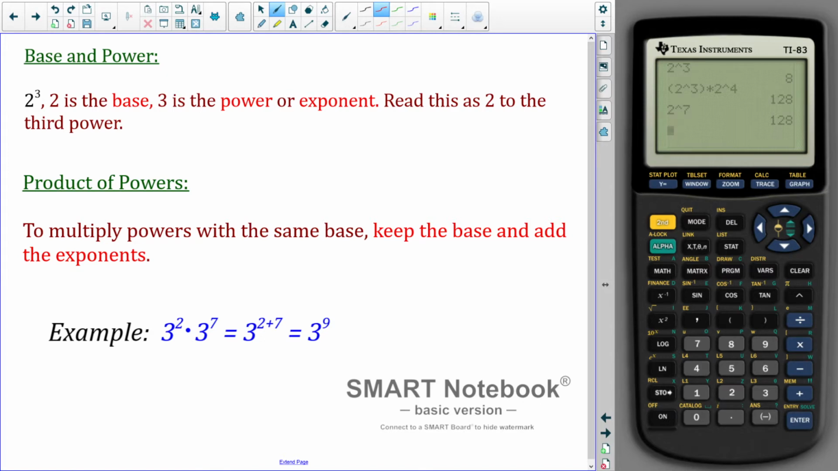So in the example down below, we get 3 to the second power times 3 to the seventh power. We add those exponents together: 2 plus 7 is 9. And so we get 3 to the ninth power. Notice nothing happens to that base number. That 3 just stays the same. This just means we're multiplying 3 together 2 times plus another 7 times, for a total of 9 times.